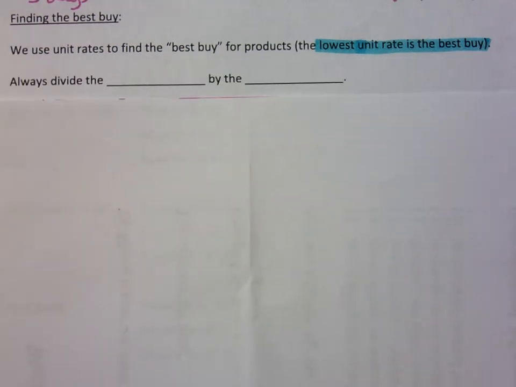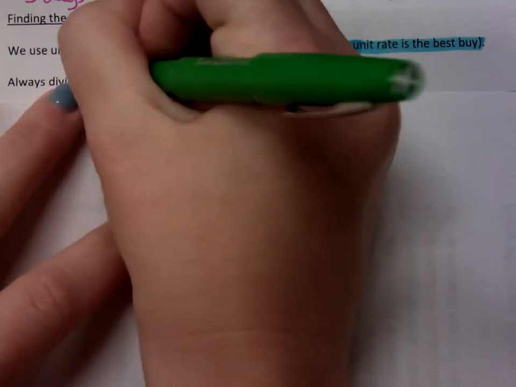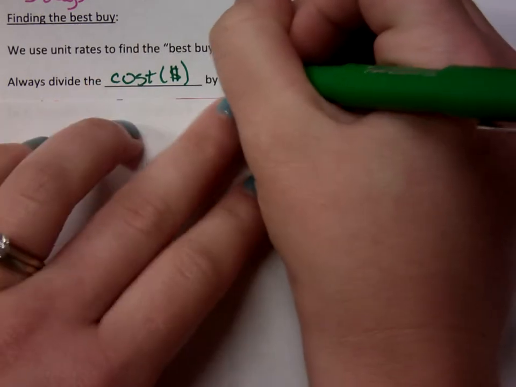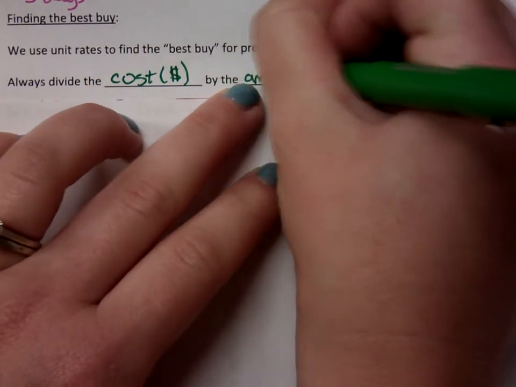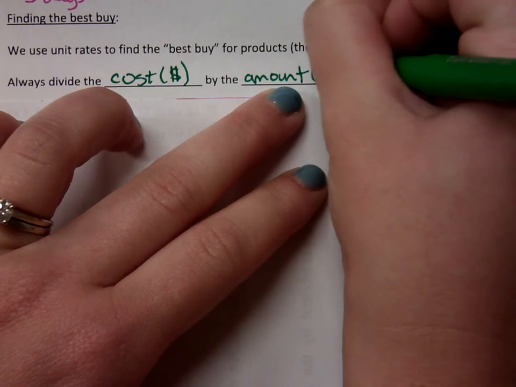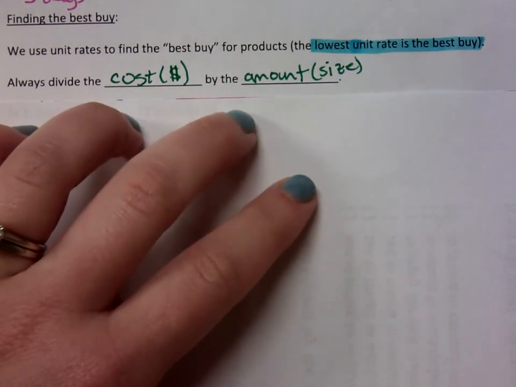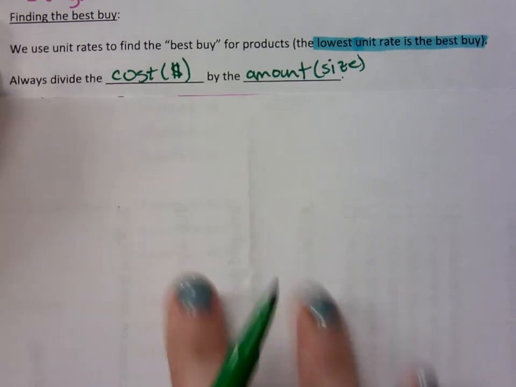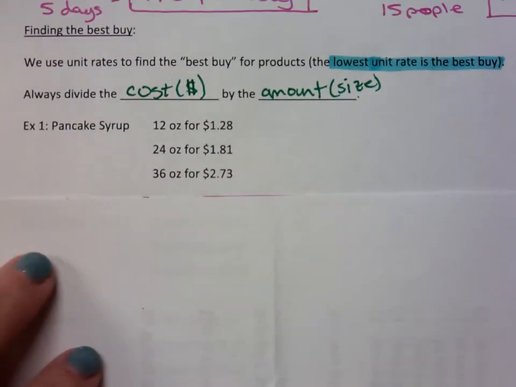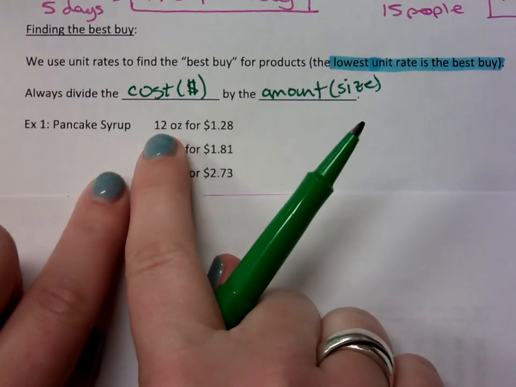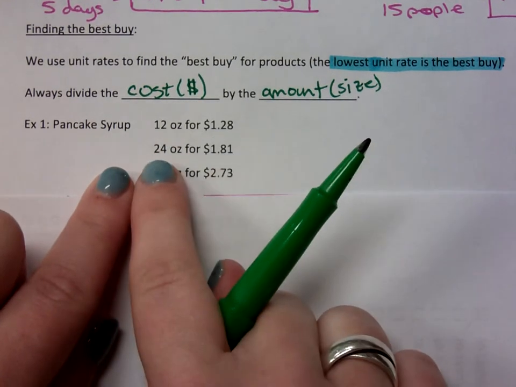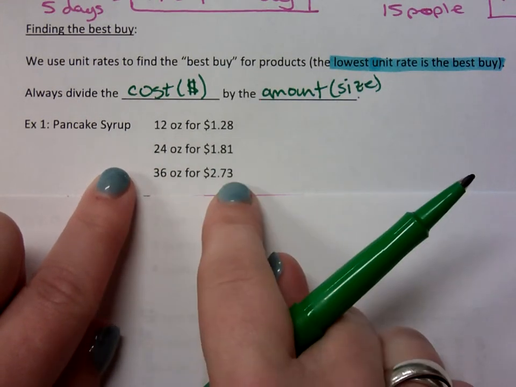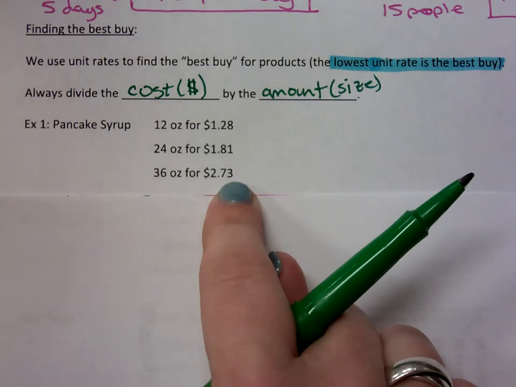And you always want to divide the cost, or the money, by the amount, or the size. Ounces, liters, gallons, whatever that size is. Always divide the money by the amount. So if we're buying pancake syrup, and we can buy 12 ounces for $1.28, 24 ounces for $1.81, or 36 ounces for $2.73, we want to know which one is the best buy.